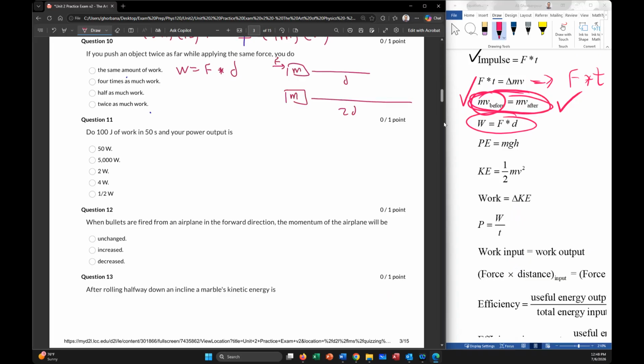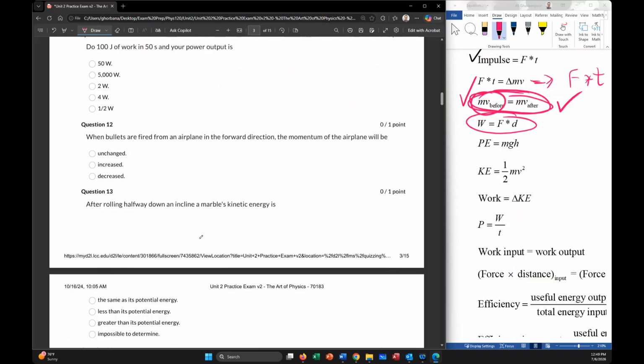What was the work here? F times d. What would be the work here? It should be F times 2d. Good. So the work should be double. Make sense? Because the work is directly related to the distance. If you're doubling the distance, you need to double the work, as long as you are keeping the force constant. What is the right answer here then? Twice. Twice as much.